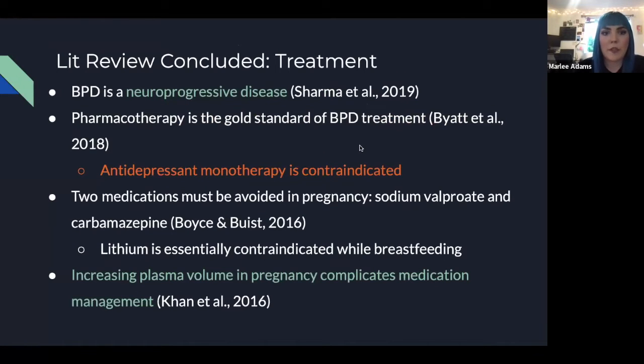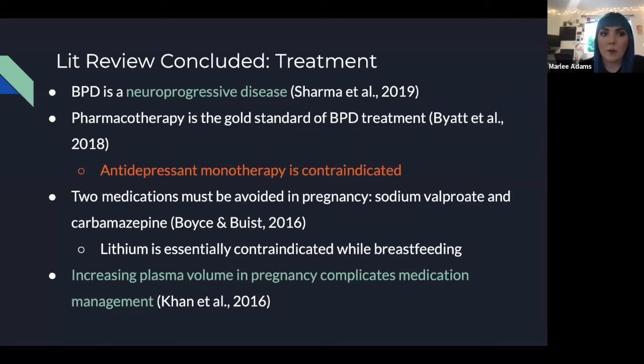So just to wrap up the literature review here, I wanted to speak about treatment. There could be a 4 to 6 hour webinar just on this topic alone. And since medication management for mood disorders is not in the midwifery scope of care, I'm going to keep it brief. So bipolar disorder is a neuroprogressive disease, which means that if left untreated, it actually will get worse. For this reason, pharmacotherapy, medication management, is the gold standard recommendation of bipolar disorder treatment.